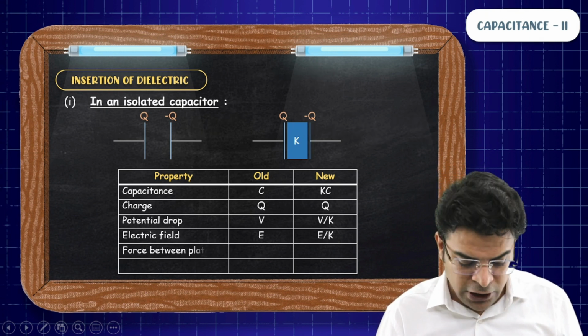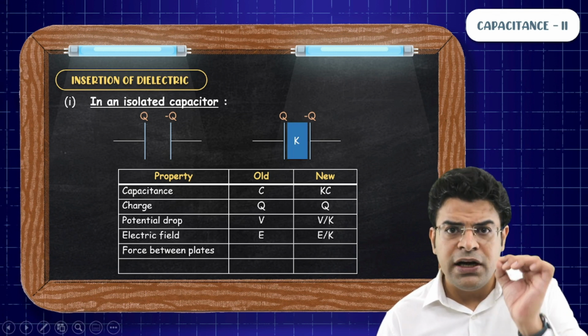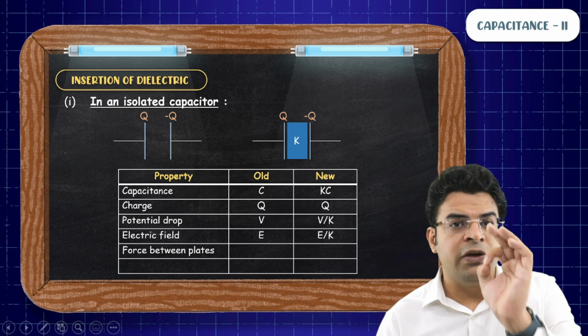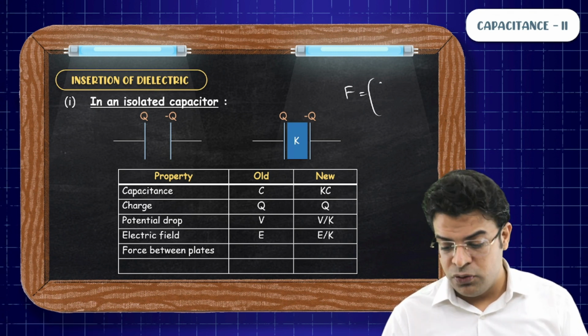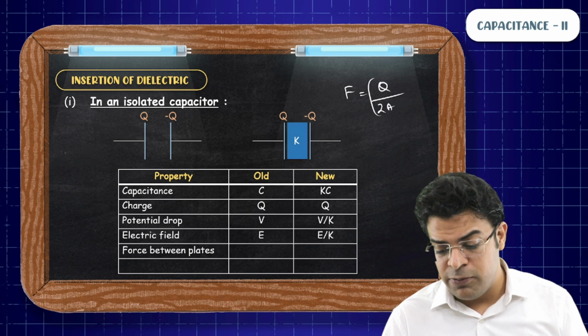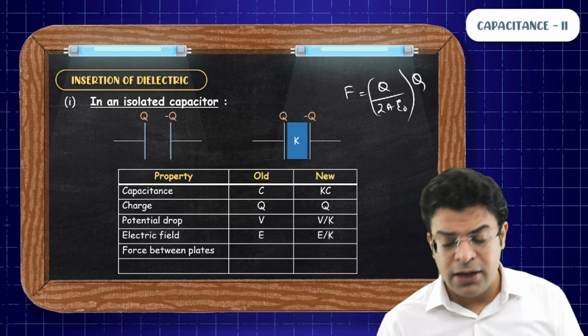Now, the next point: what happens to the force between the plates? How did we derive the formula of force between the plates? Sir, you said that the force between the plates equals the field strength due to the first plate at the position of the second plate, which is Q upon 2 epsilon naught A, multiplied by the charge on the second plate.